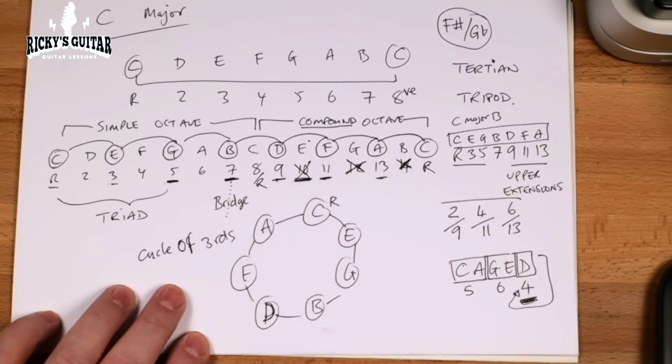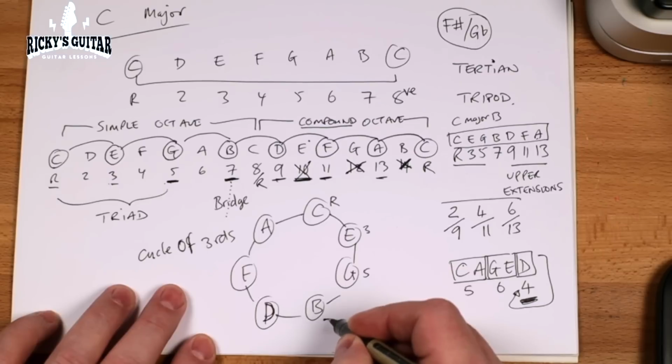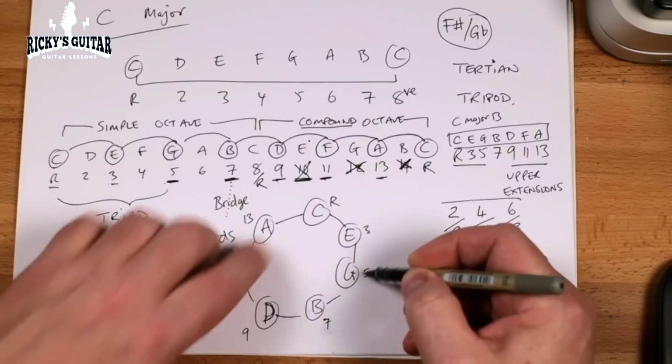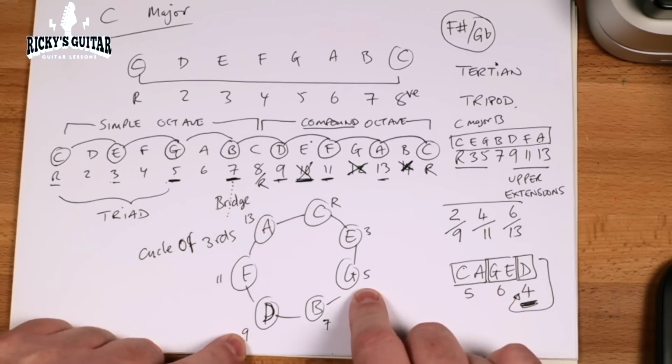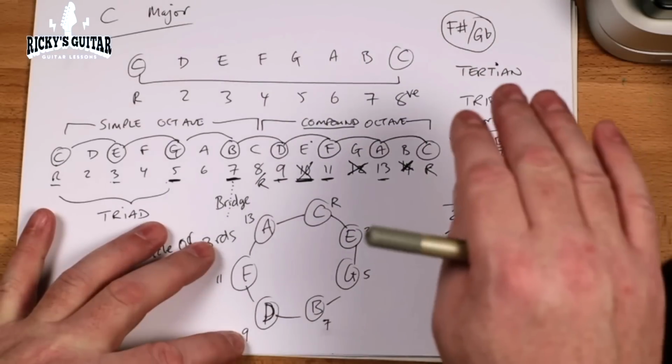So look at this. This is the root. This is the third. This is the fifth. This is the seventh. This is the ninth. This is the 11th. And this is the 13th. You play that C triad there, and then you put a D on as well. You are playing a C add 9. That's a little glimpse into how this all works.